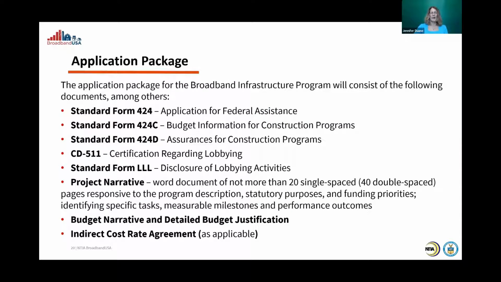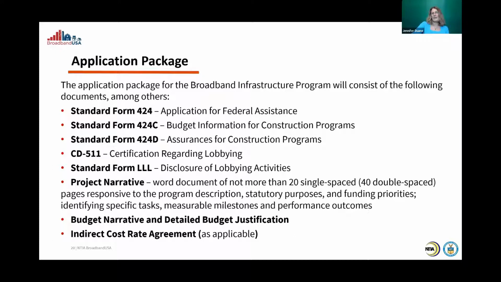So the NOFO outlines in Section D the application package for the Broadband Infrastructure Program. We'll be using the standard F424 family of forms, the application for federal assistance, the budget for construction programs in the 424C. There are a couple of other assurances and certifications regarding lobbying activities that will be required to submit with applications.